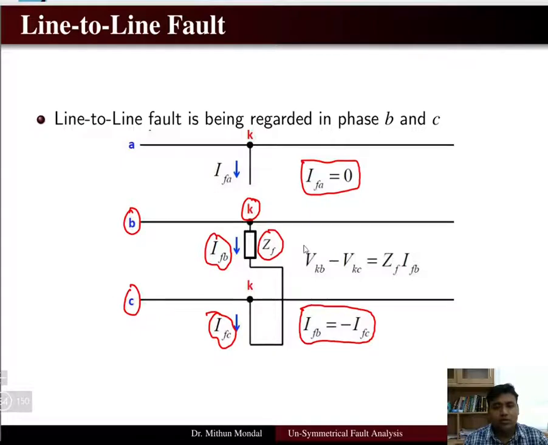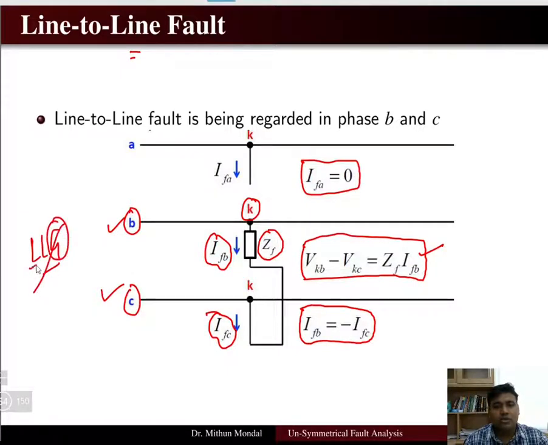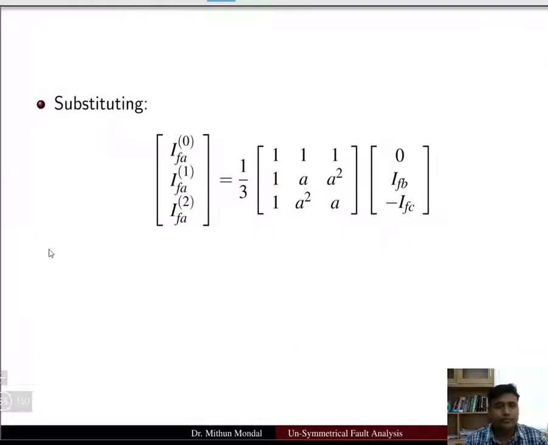Moreover, the voltage of the B phase minus C phase at the fault bus is equal to ZF, that is the fault impedance, into the current flowing in bus B. So this is known as line to line fault because two lines are involved with respect to each other. Note, there is no connection with respect to ground. If the ground is involved, then it is known as double line to ground fault. Since ground is not involved, it is known as line to line fault.